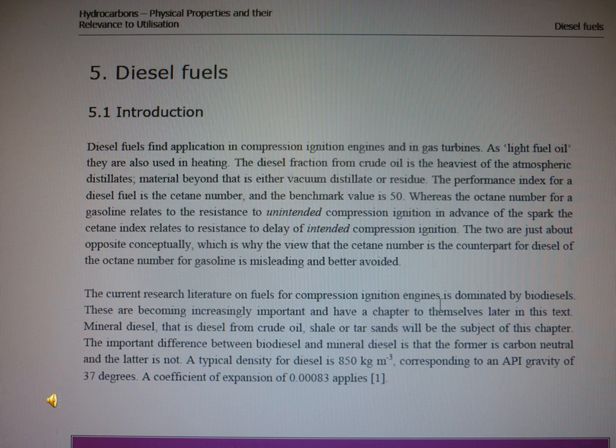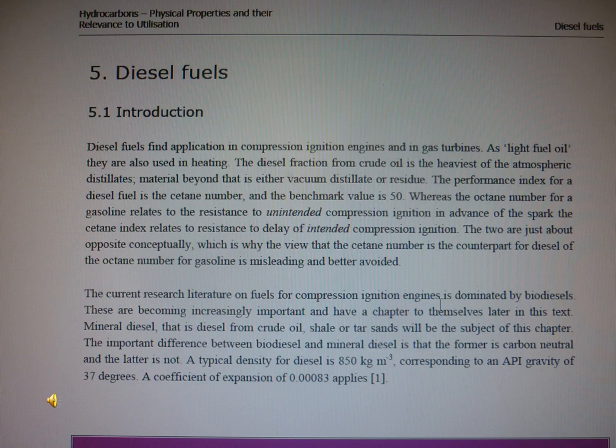We are talking about the diesel fuel. Diesel fuel finds application in compression ignition engines and in gas turbines. As a light fuel oil, it is also used in heating. The diesel fraction from the crude oil is the heaviest of the atmospheric distillates, and the material beyond that is either vacuum distillate or the residue.